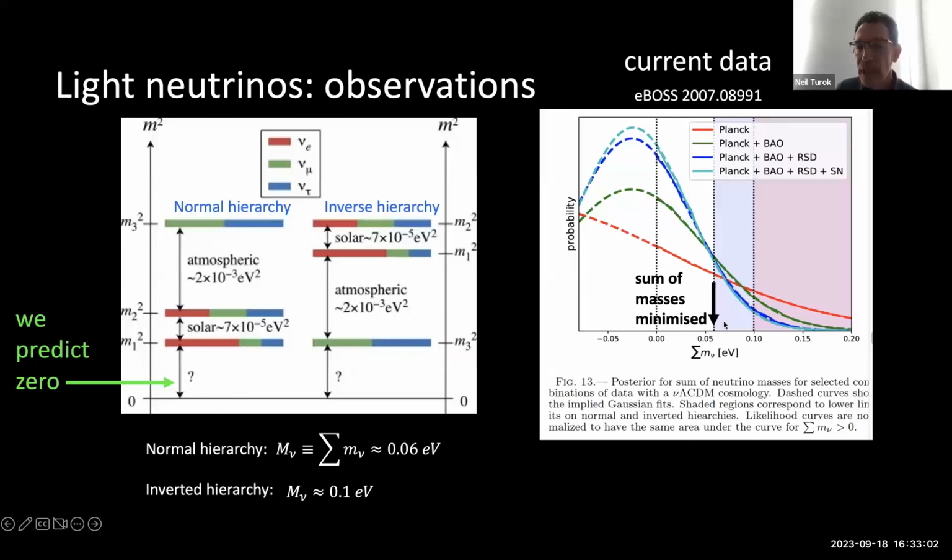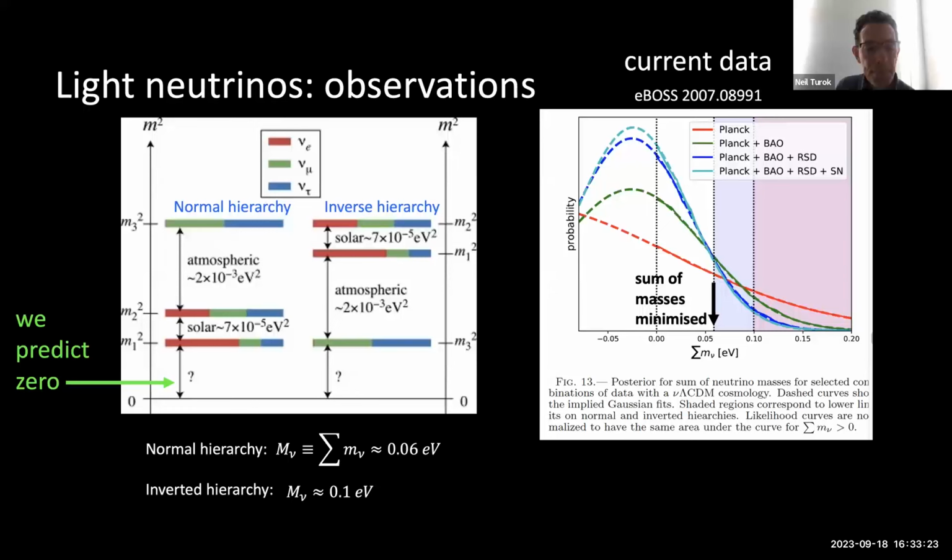And if you get a narrow Gaussian around this value, that will be very strong evidence that the lightest one is indeed massless. And that will be very strong, although indirect, evidence that the dark matter is a right-handed neutrino. So this is quite exciting.